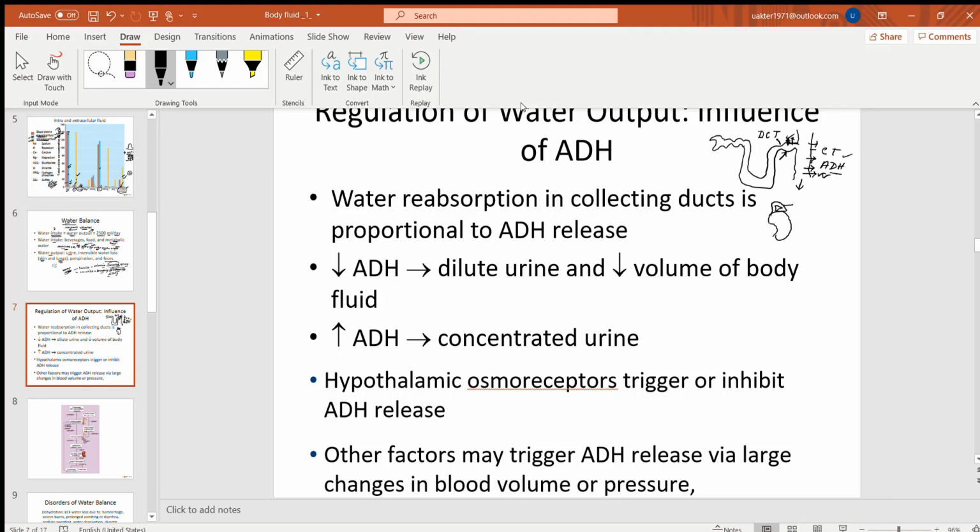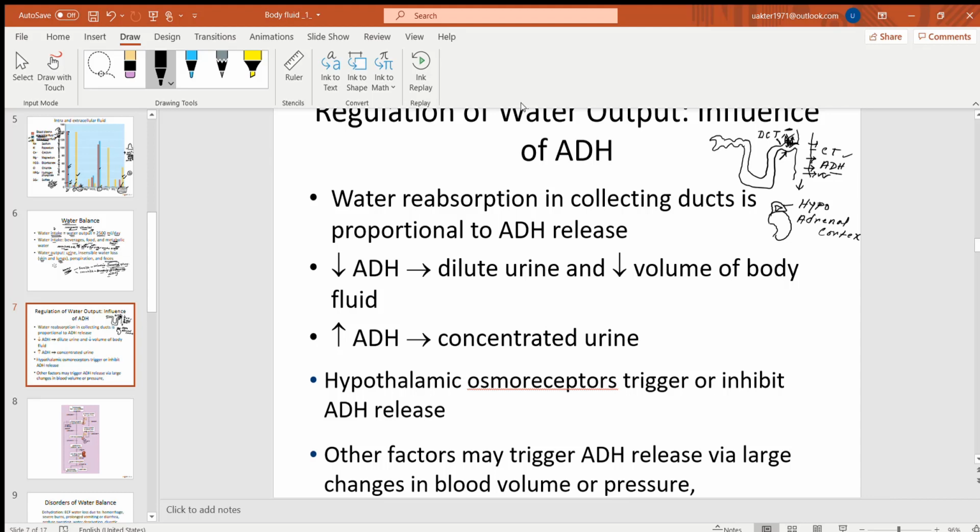Okay, hypofunction of the adrenal cortex. Hypo means less. Hypofunction of adrenal cortex, then what will happen? Less aldosterone will be released, right? So less water and sodium will get back into the body. So body fluid will be decreased. Blood pressure will go down, right? So that is a clinical condition where the body fluid amount will be less, blood pressure will be less. Okay, that is called Addison's disease.